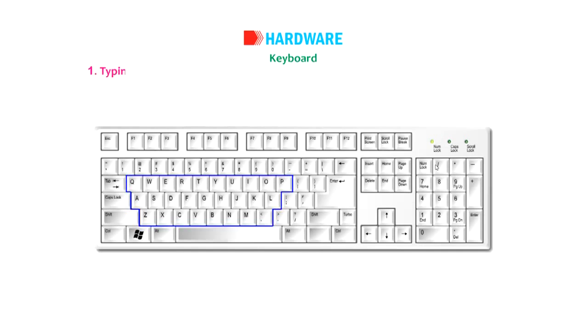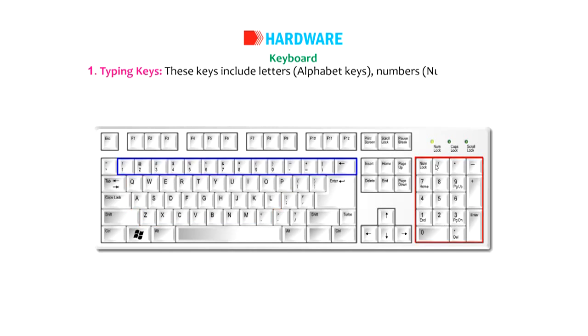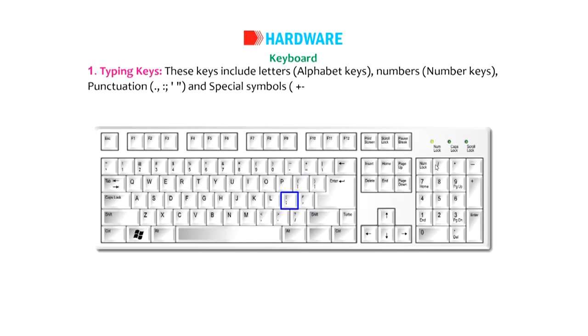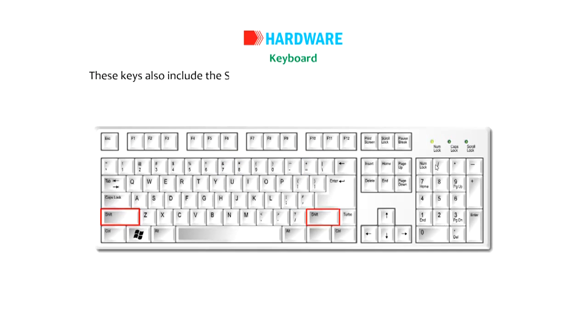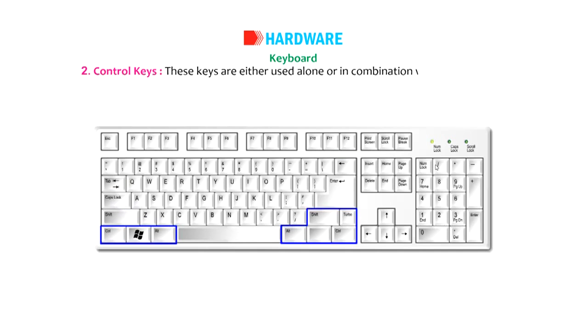Number 1. Typing keys. These keys include letters, alphabet keys, numbers, number keys, punctuation, full stop, comma, semicolon, colon, single quote, double quote, and special symbols like plus, minus, dollar, etc. These keys also include the shift, caps lock, space bar, backspace and the tab keys. Number 2. Control keys. These keys are either used alone or in combination with other keys to perform certain actions.